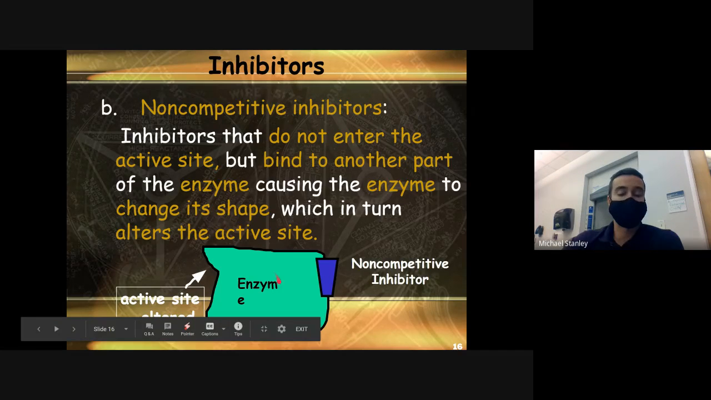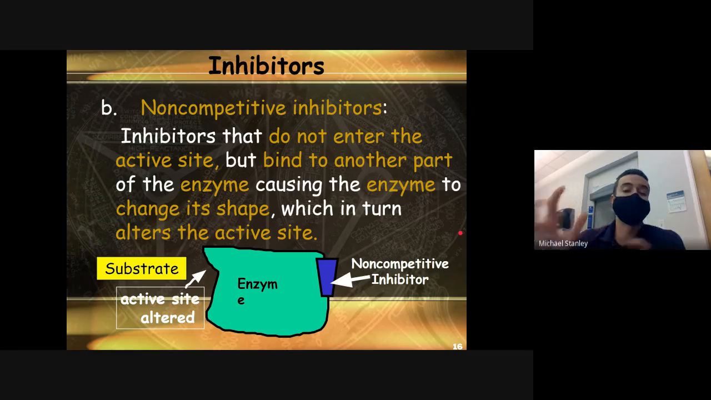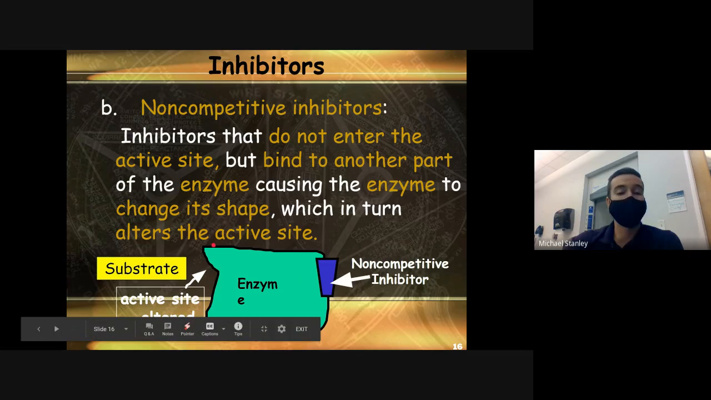Because if the enzyme changes its shape, the active site will change its shape. And now that substrate can't fit anymore. It's no longer able to bind to the active site. So we've stopped the enzyme from working by causing the active site to have the wrong shape. If this inhibitor comes off of the enzyme, then it'll revert back to its original shape. The active site will be back to normal and will be able to start catalyzing reactions with that substrate again.